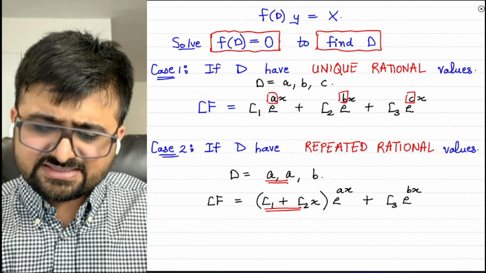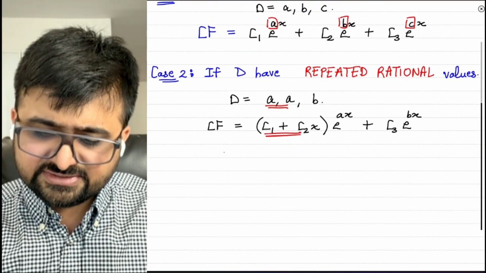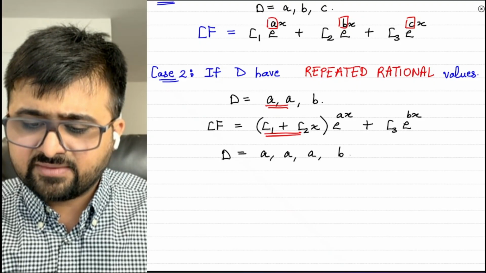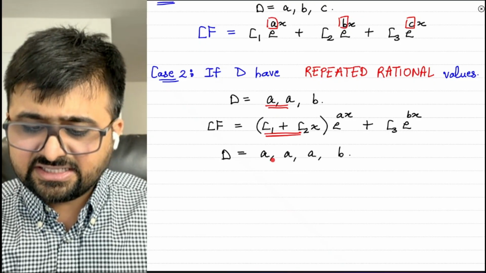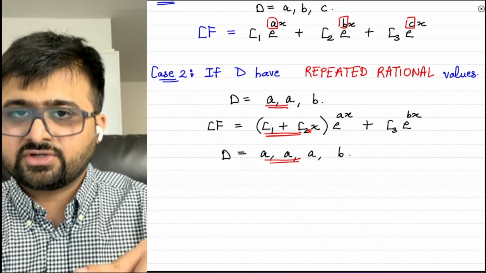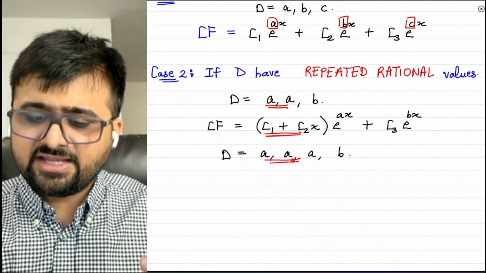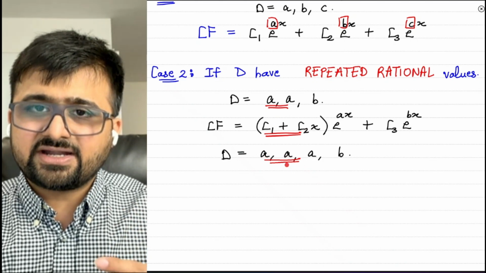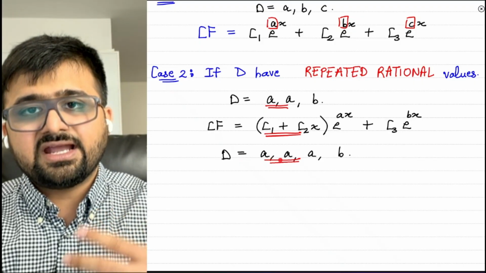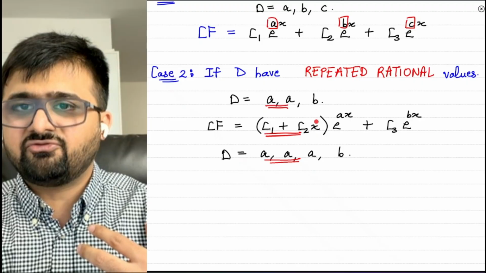It is very important to know this. Let's say I get a, a, a, b. If the value is repeating three times, I would write a quadratic expression. If it is repeating two times, I write a linear expression; if it is repeating three times, I write a quadratic. So basically you just write a polynomial of one power less. Since this is repeating three times, I write a polynomial of power two, and since this is repeating two times, I write a polynomial of power one.